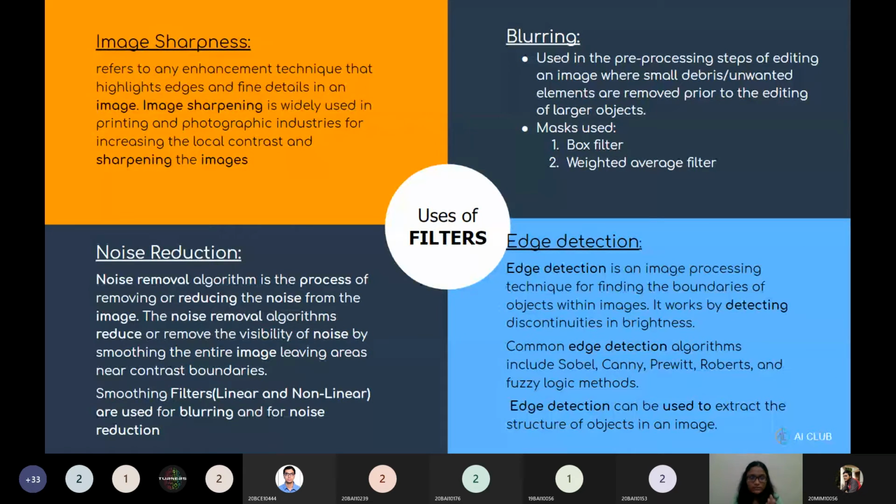So over till here, filters is complete. If you have any doubts regarding filters, you can post them in the chat box, and we'll wait here, pause for a few seconds, and then move forward to a detailed description of edge detection. If you have any doubts, you can post them in the chat box.